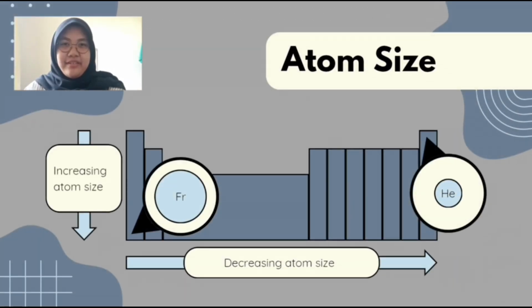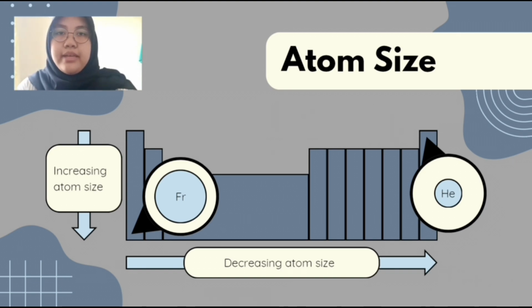As you move left to right across a period, atomic size decreases. This happens because the nucleus gains more protons, pulling electrons closer. The stronger pull makes the atom smaller, even with more electrons.